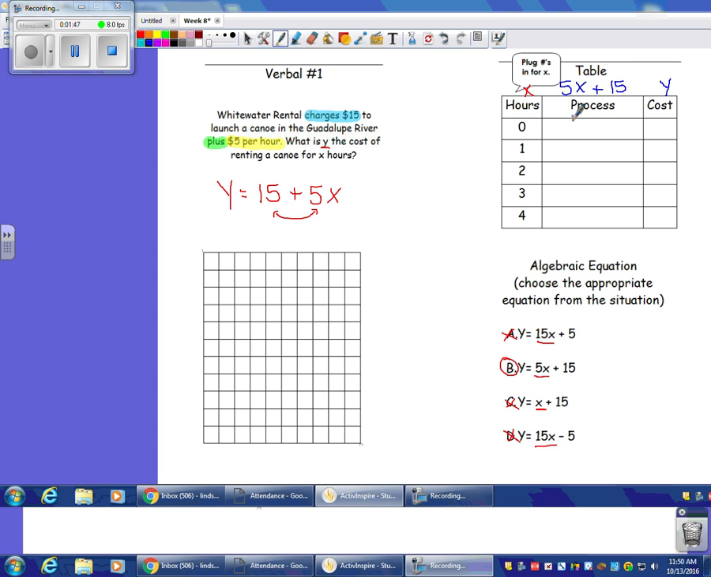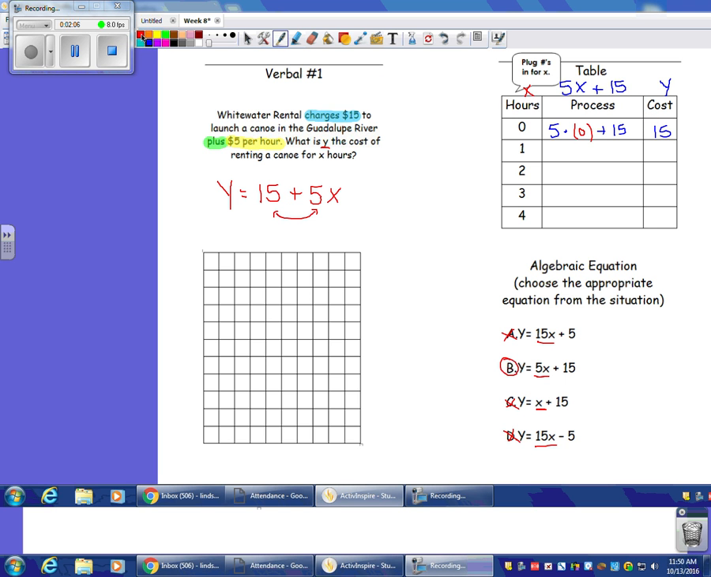For this one, I would say 5 times, and I would plug in 0, and then I would say plus 15. 5 times 0 is 0, and 0 plus 15 gives me 15, meaning if I want to rent a canoe for 0 hours, I'm going to pay $15.